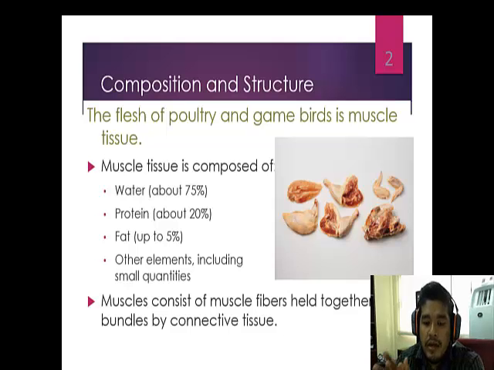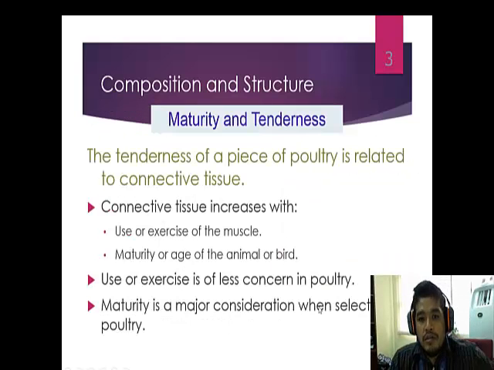When we're talking about muscle, it consists of muscle fibers, and what holds them together from one to another is the connective tissue. This connective tissue you need to understand before you cook, because every variation of poultry will have different types of connective tissue, and different strength of the connective tissue. So this is something that you need to understand before you cook, in order for you to get the best dish after you cook it. All right.